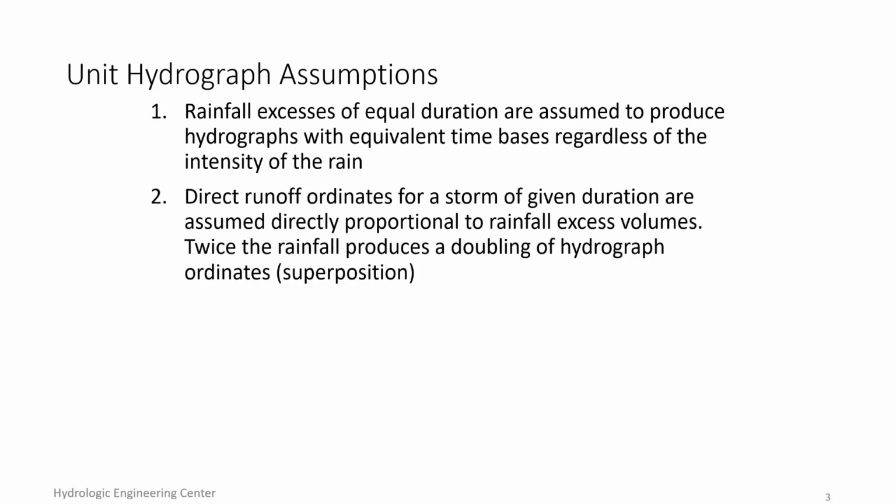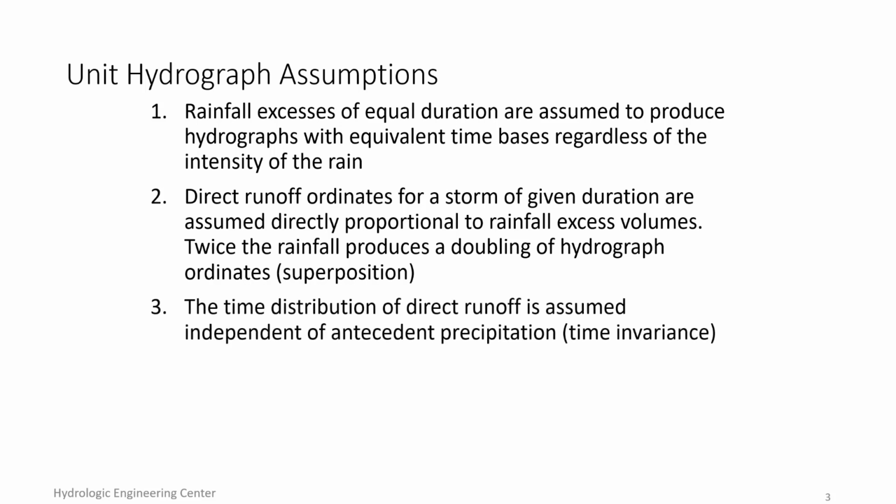The second assumption is that direct runoff ordinates for a storm of a given duration are assumed directly proportional to the rainfall excess volumes. That means if you have 2 times the rainfall, you will get a doubling of your hydrograph ordinates. So this highlights the principle of superposition. If you compare the runoff from 1 inch of rainfall to the runoff from 2 inches of rainfall, you essentially get a hydrograph that's twice the size.